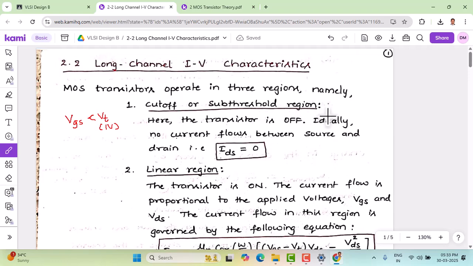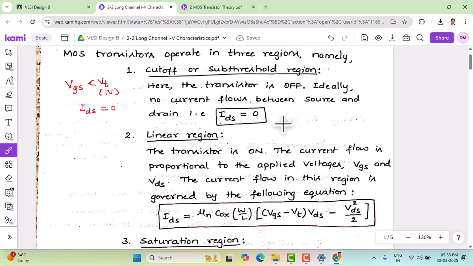When the transistor is turned off, ideally there should not be any current flow between the source and drain. So the current flow through the transistor is considered as 0. Let us mark it as IDS. The current flowing through the transistor between drain and source is considered as 0. In this mode, since the transistor is off, we do not use it for any applications, but we mainly use it as an off switch. Further, the second region of operation is the linear region.